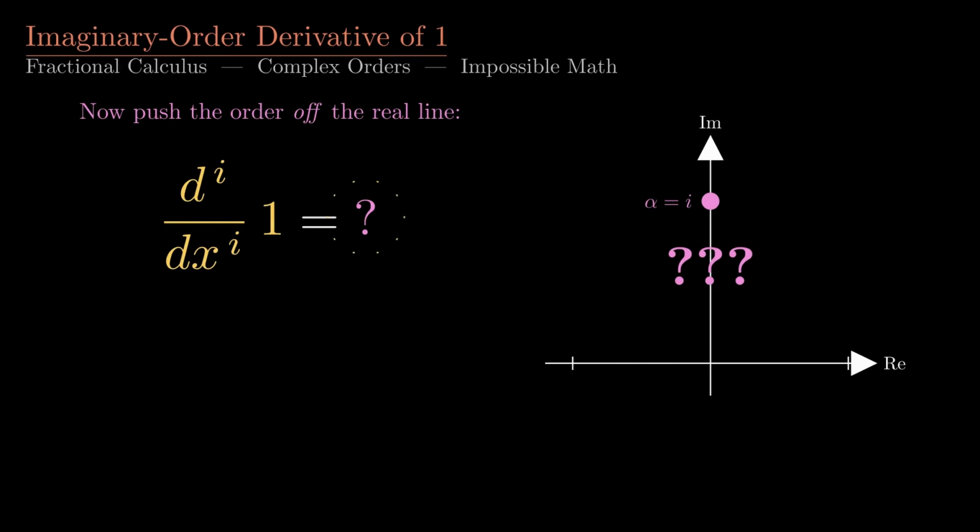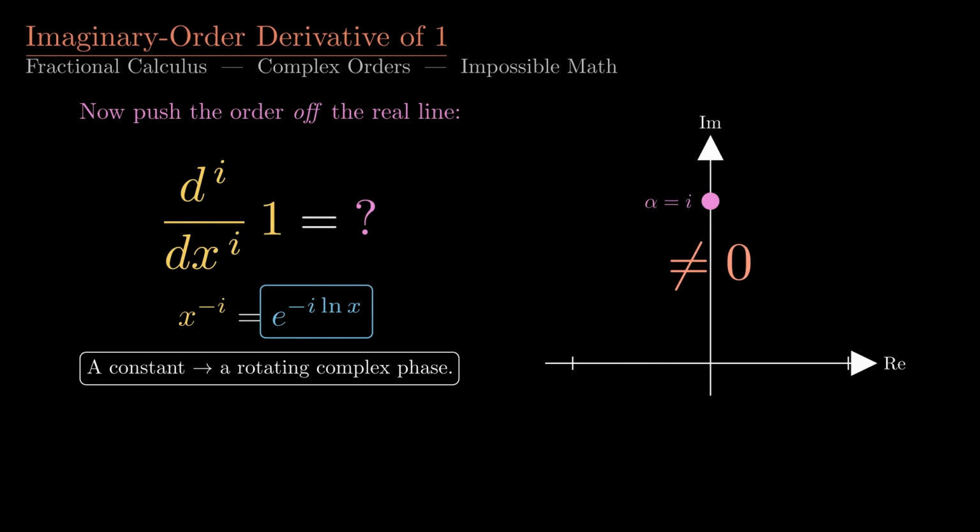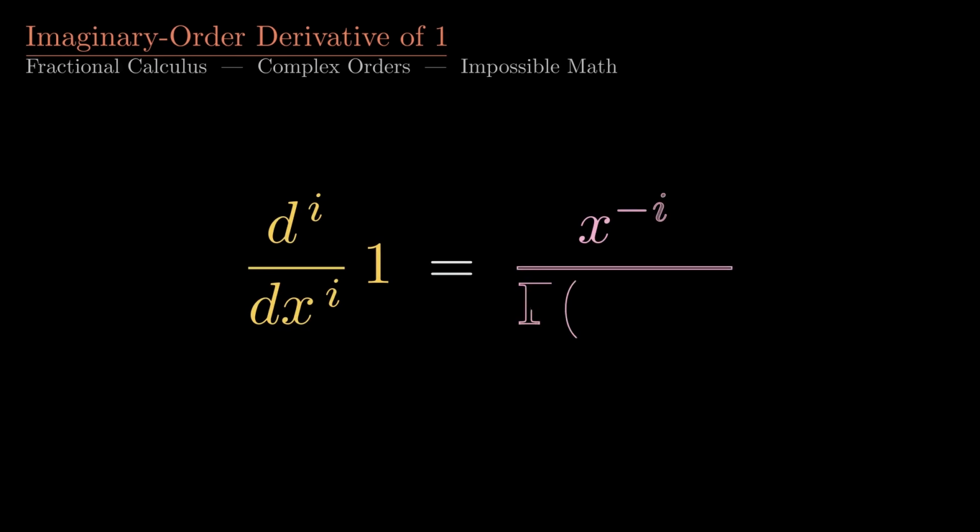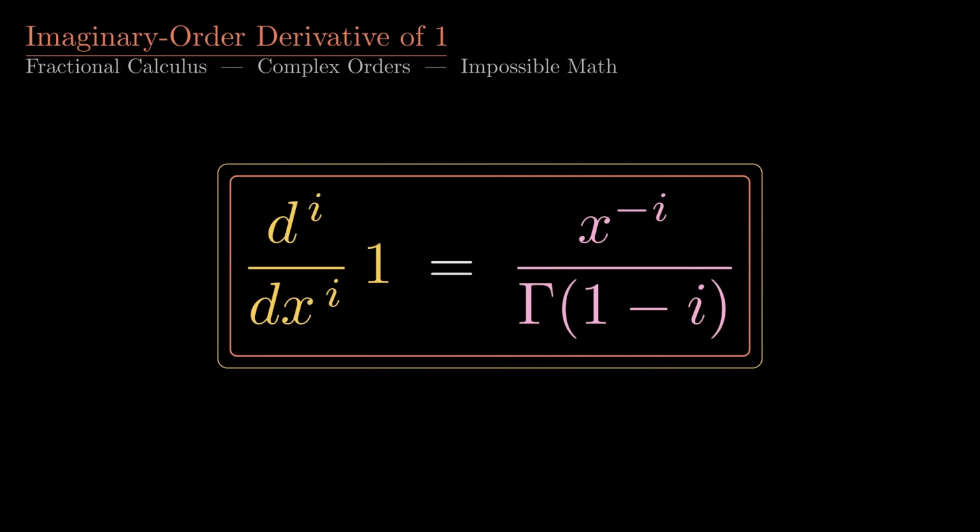What is the ith derivative of 1? Surprisingly, it isn't zero. That flat, boring constant transforms into a rotating complex phase. Welcome to the strange, impossible world of complex order calculus. Let's see how this actually works.